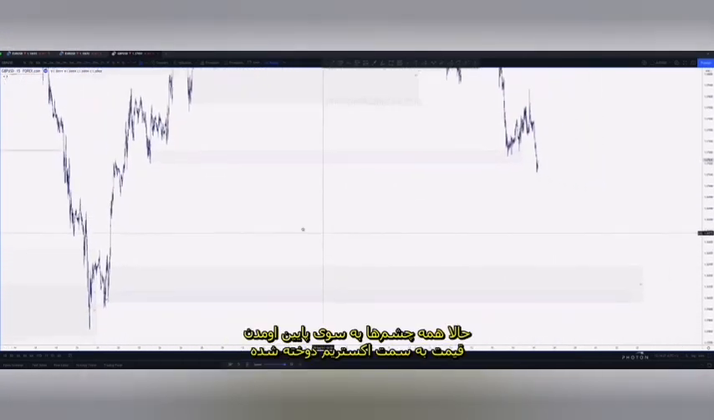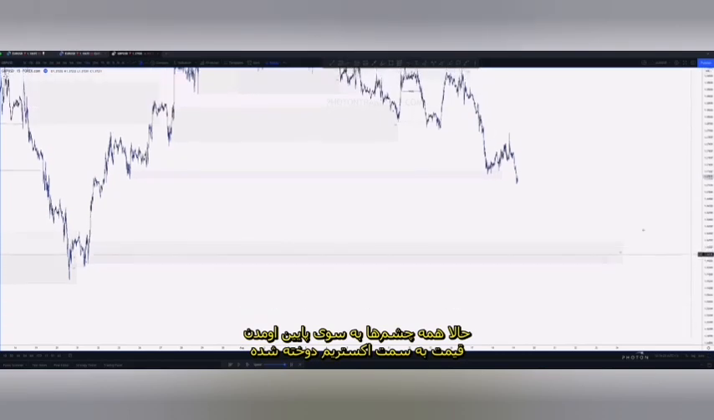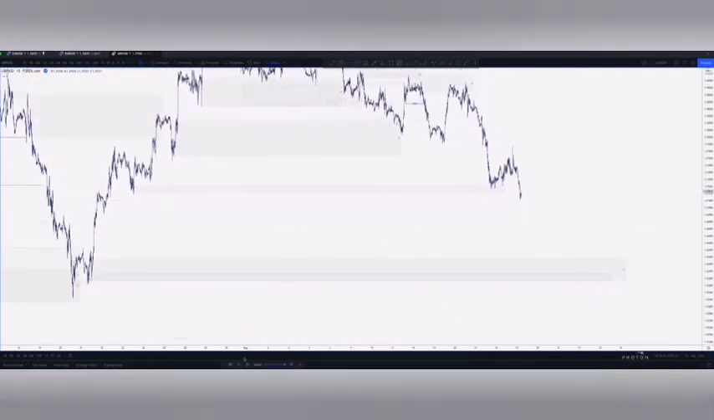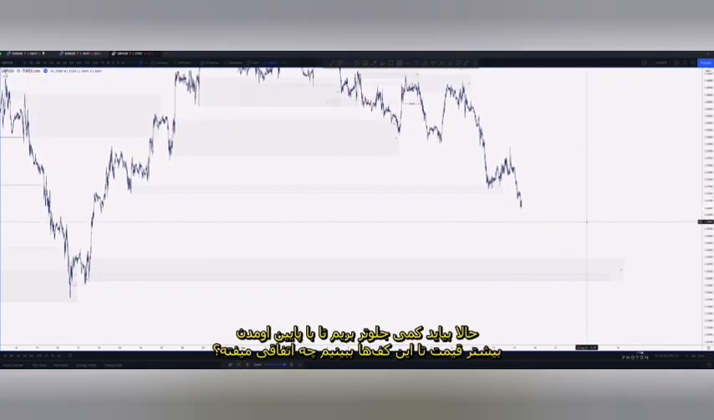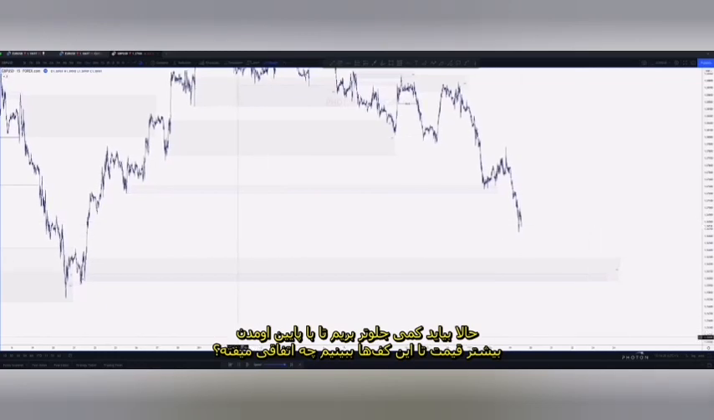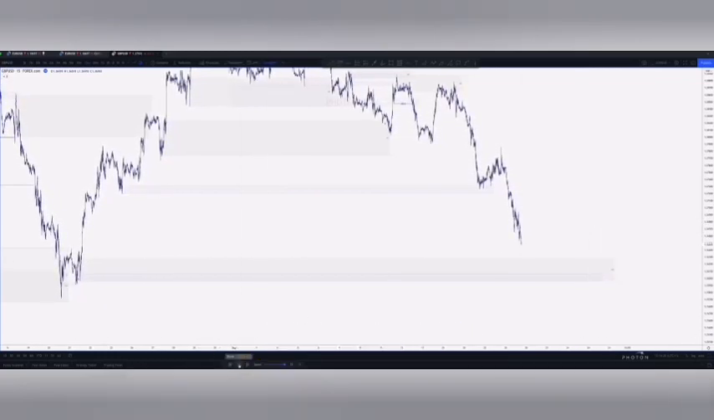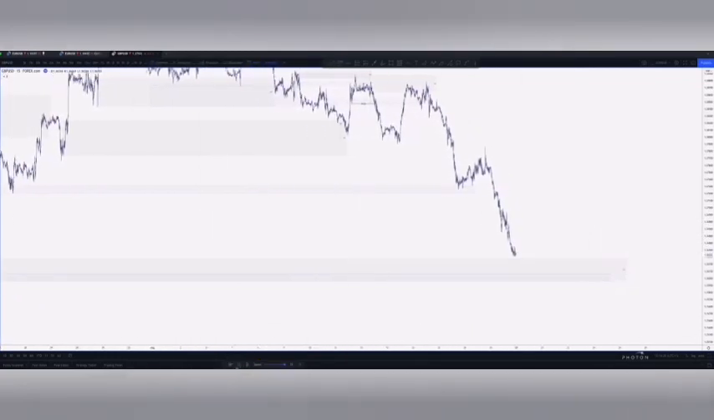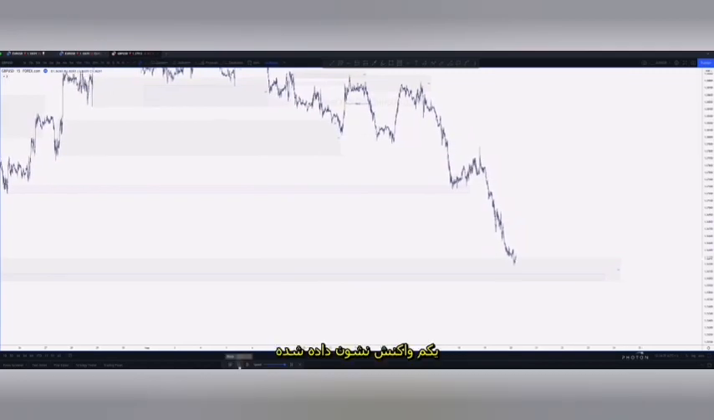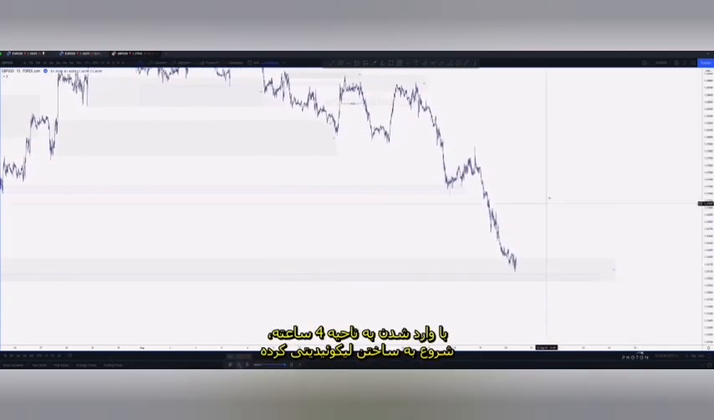Now I'll be all eyes really on seeing price coming down towards this extreme here. So let's play this forward and see what happens as we come down towards these lows. So we're starting to react a little bit. We're starting to build liquidity as we come into that 4-hour zone.